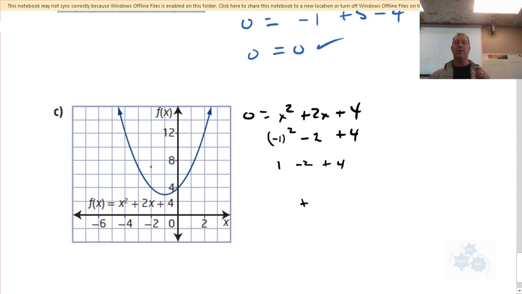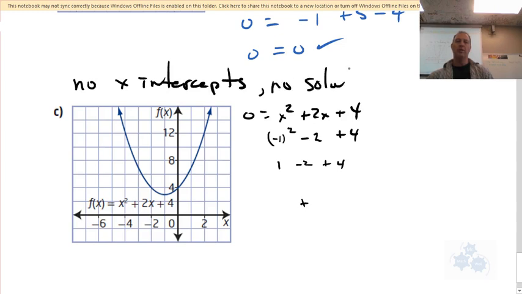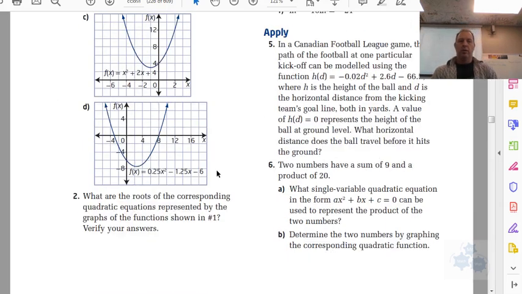Okay, now 4.1 is just solving by graphing or using the graphs. So I'm not going to get into the algebra yet. But because this does not touch the x-axis at all, that means there are no solutions. So there are no x-intercepts, which means that there are no solutions to this equation right here. All right?